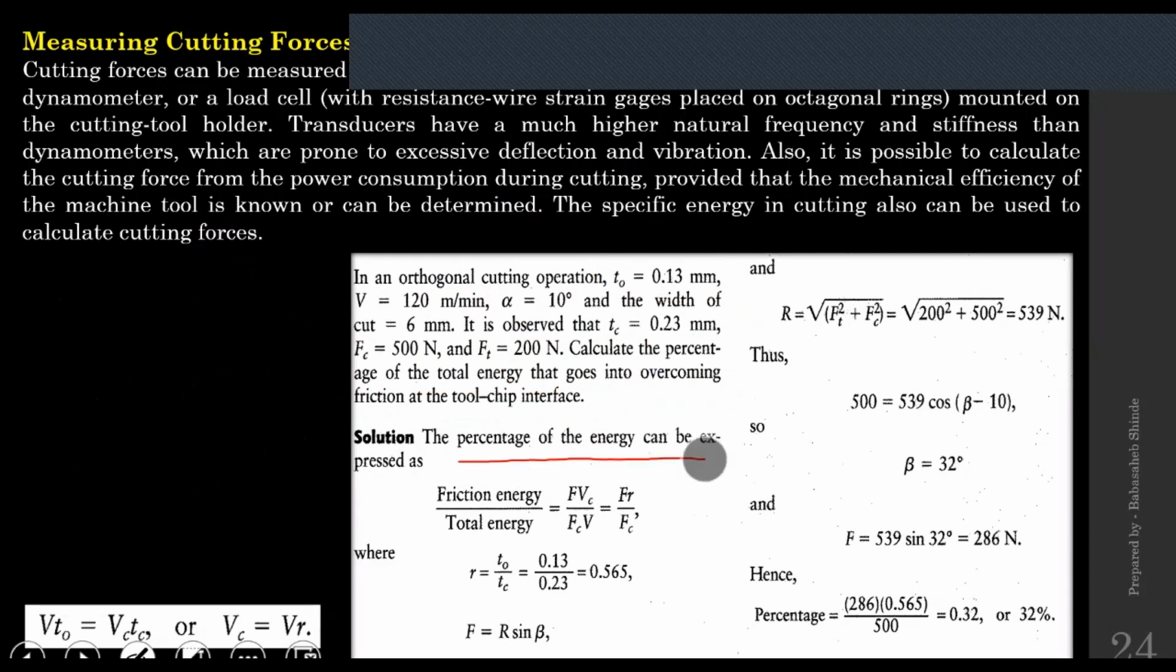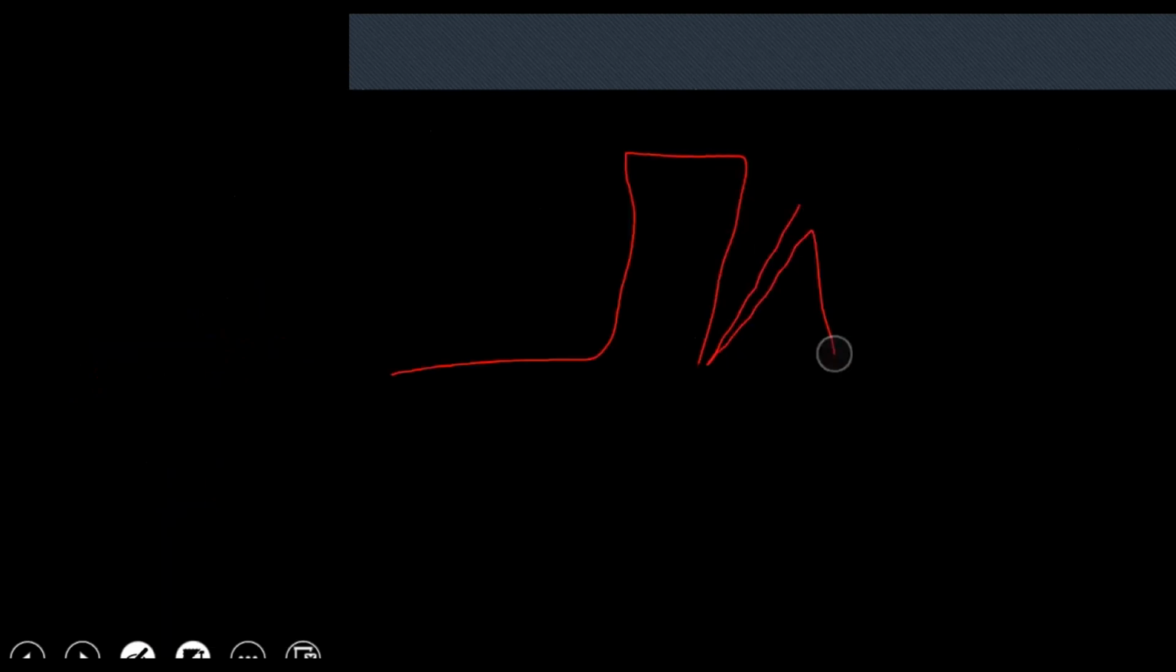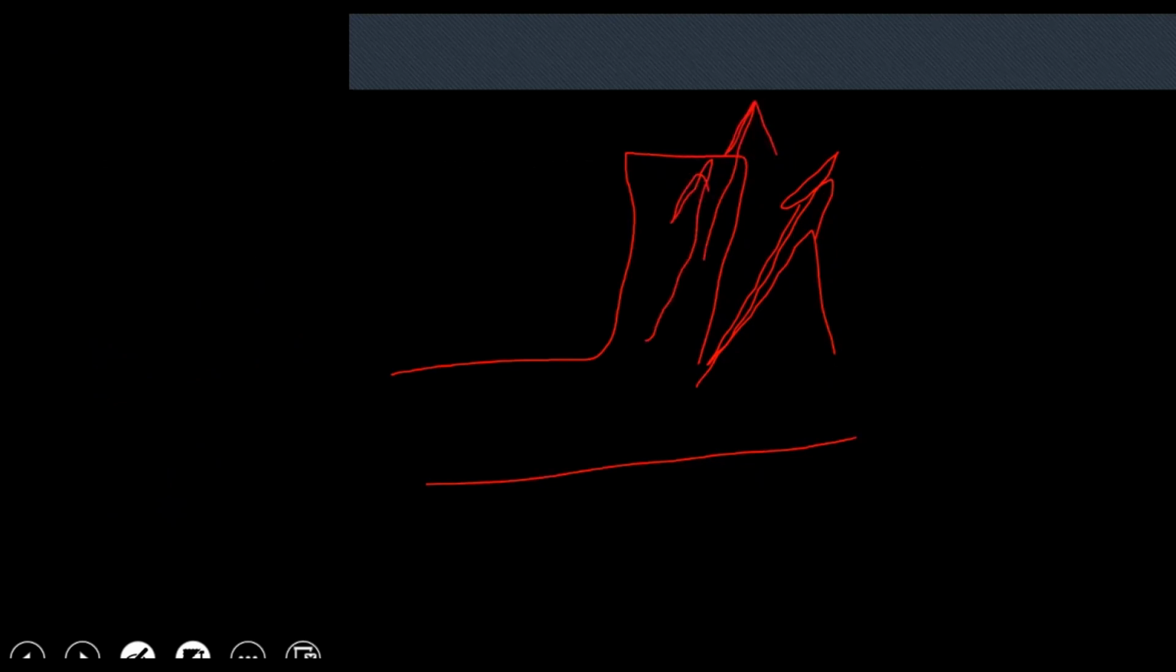Now to calculate percentage of energy, we are going to use this relation. Total energy, we know how to calculate total energy. PM is equal to FC into V, cutting force into cutting speed. Okay. And friction energy is nothing but it is product of F, the frictional force, and VC, the velocity of the chip. So when this chip is formed and it moving across this rake face, the velocity of chip with which it is moving is called a chip velocity divided by VC.